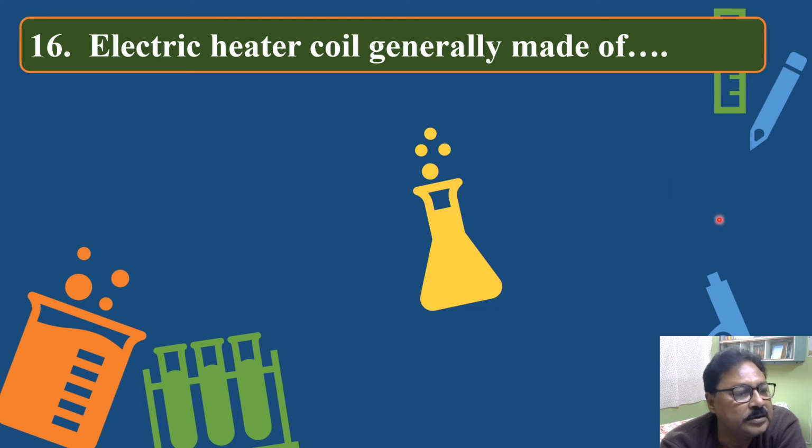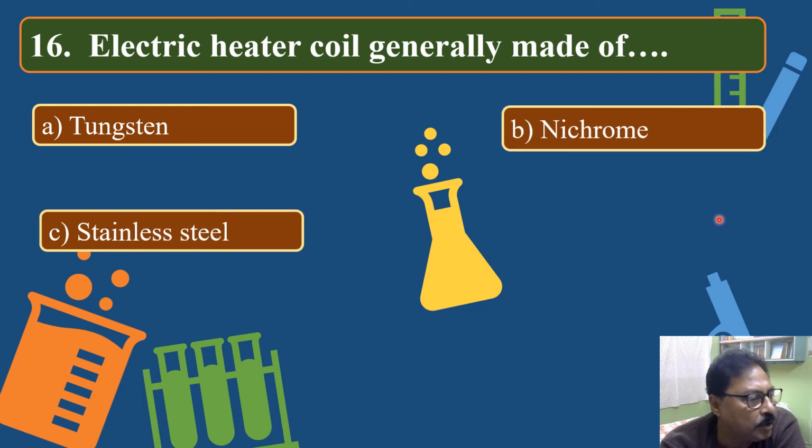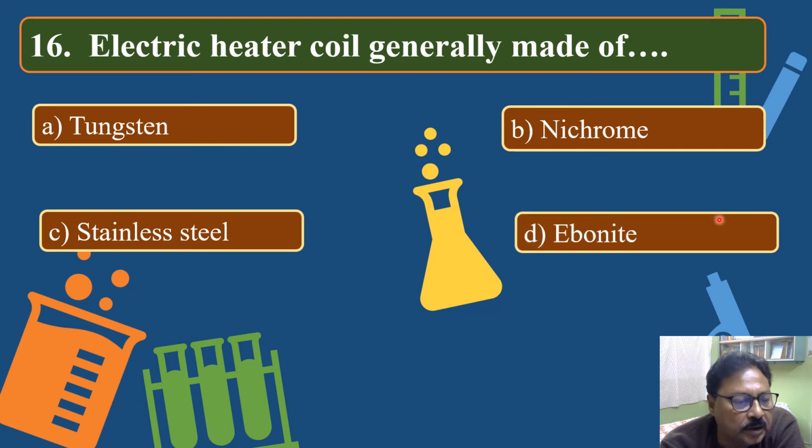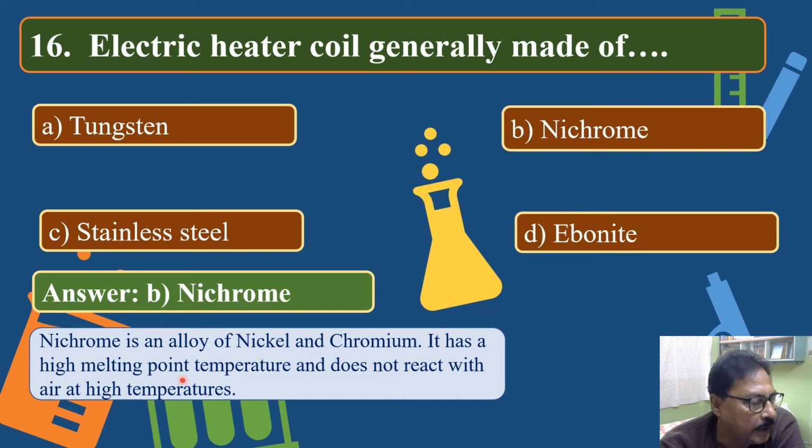Electric heater coil is generally made of: option A, tungsten; option B, nichrome; option C, stainless steel; option D, ebonite. The correct option is option B, nichrome. Nichrome is an alloy of nickel and chromium. It has a high melting point temperature and does not react with air at high temperature.